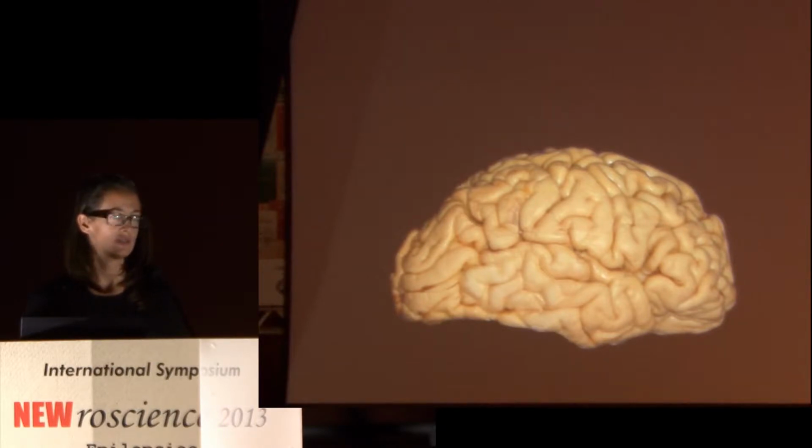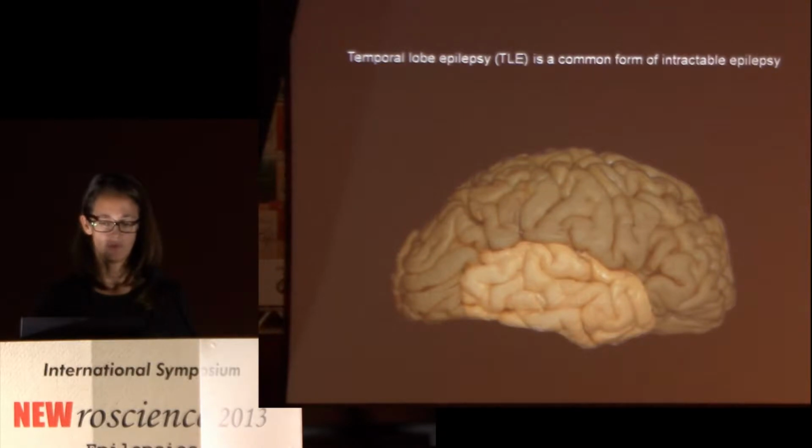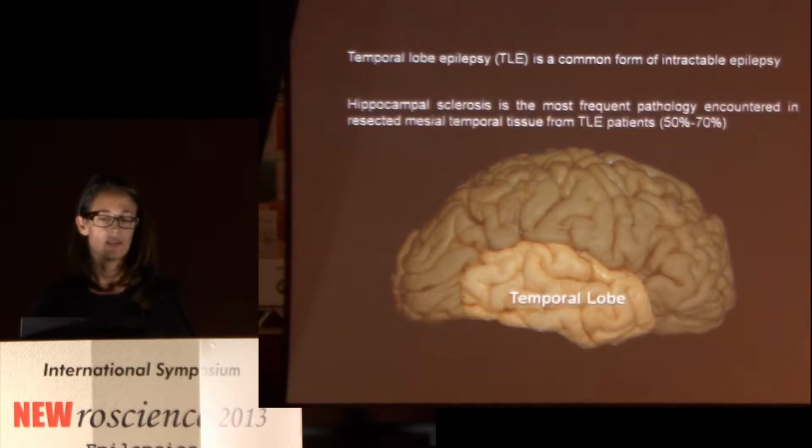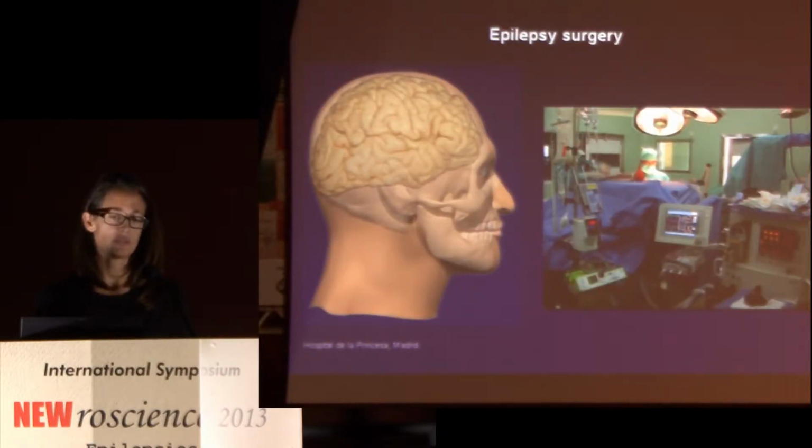Our studies on epilepsy are focused on temporal lobe epilepsy, which is a very common form of epilepsy. In most of the cases, we find hippocampal sclerosis in the resected mesial temporal tissue. In about 30% of the TLE patients with pharmacoresistant epilepsy, surgery is an option to reduce the number of seizures. In our laboratory, we work with an epilepsy surgery unit in the Hospital de la Princesa in Madrid.